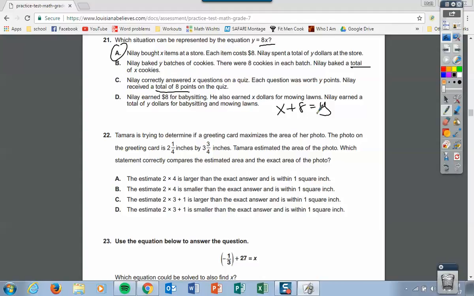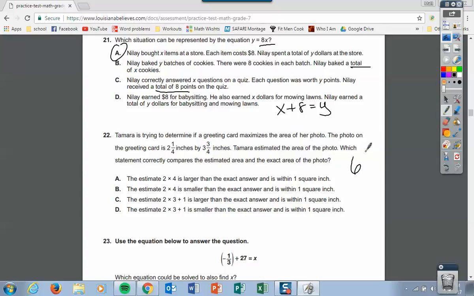Tamara is trying to determine if a greeting card maximizes the area of her photo. The photo on the greeting card is 2 1/4 inches by 3 3/4 inches. Tamara estimated the area of the photo. Which statement correctly compares the estimated area and the exact area of the photo? Well, let's find the exact area first.